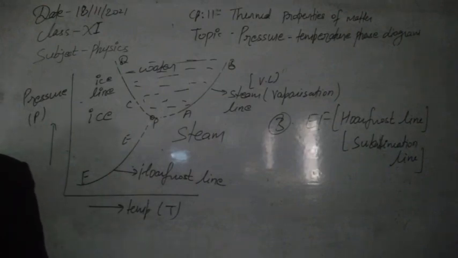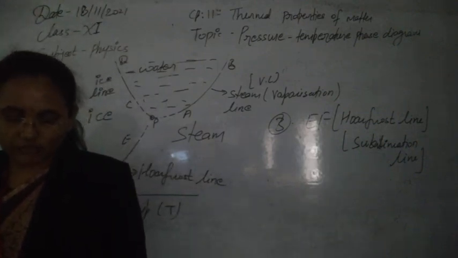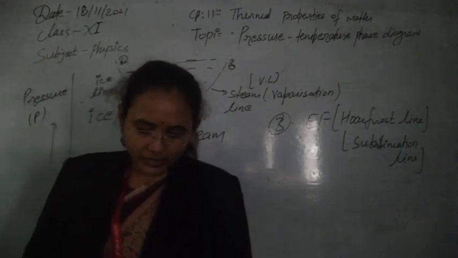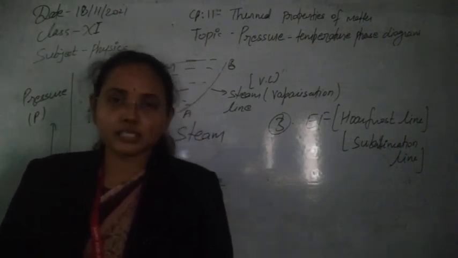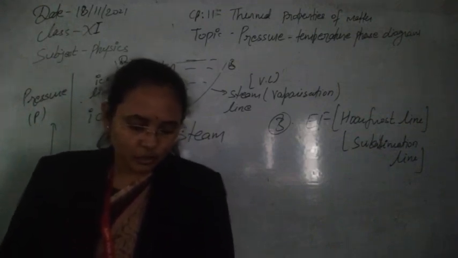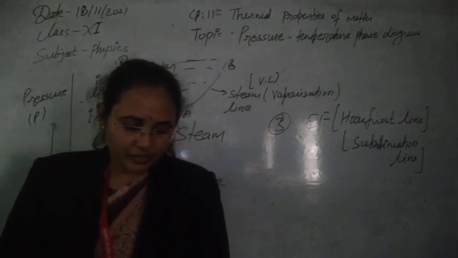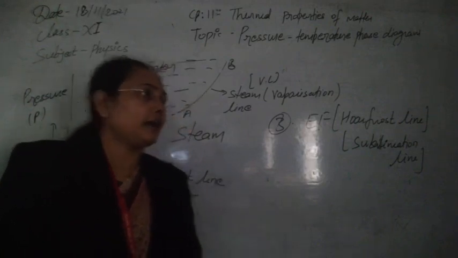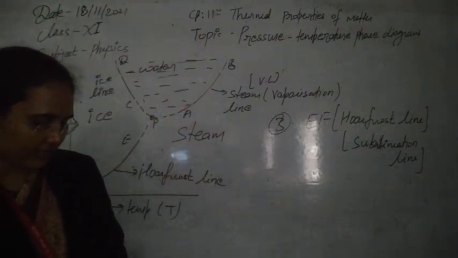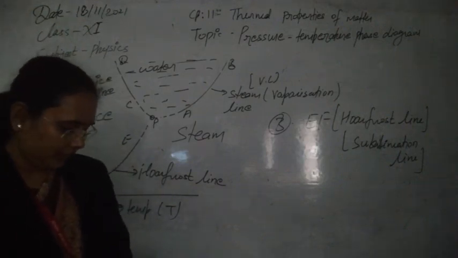Now for water, the triple point temperature is 273.16 Kelvin, and for the mercury column it is 0.46 centimeter. Similarly, for carbon dioxide the triple point temperature is 216.4 Kelvin. Similarly for the pressure we can calculate that; for carbon dioxide the triple point pressure is 5.11 atmosphere.